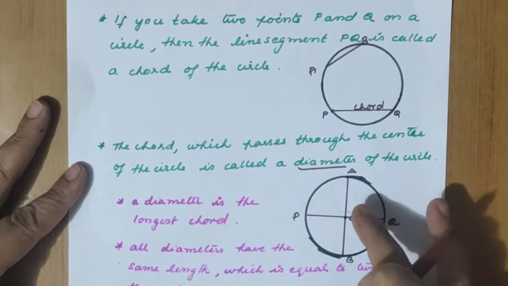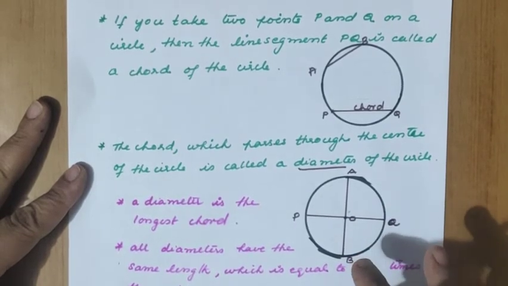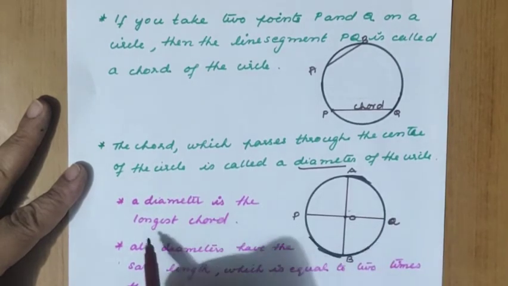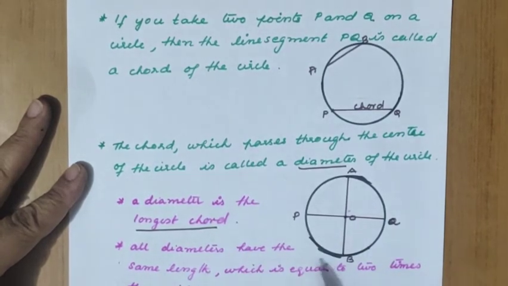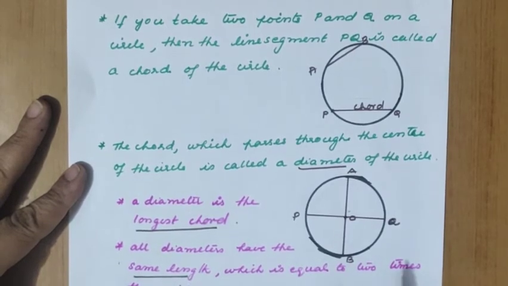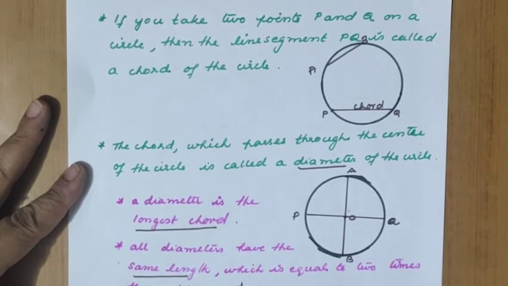If you want to mention AB, if it passes through the center, then we can say that it is a diameter. A diameter is the longest chord in the circle. All diameters have the same length, which is equal to 2 times the radius. In the lower classes we already studied that diameter is denoted by the letter D, which is 2 times R. So these are the points regarding the diameter. The longest chord is only the diameter.